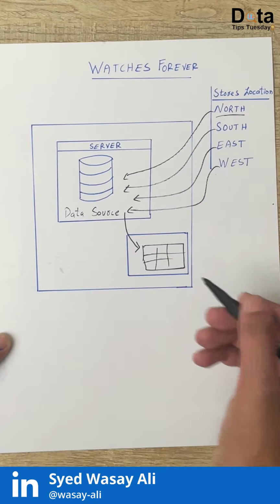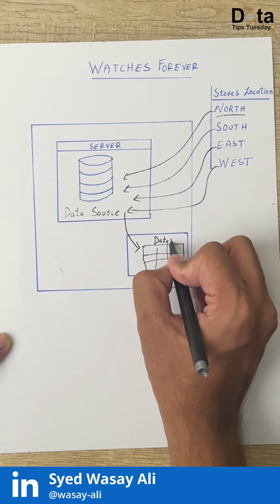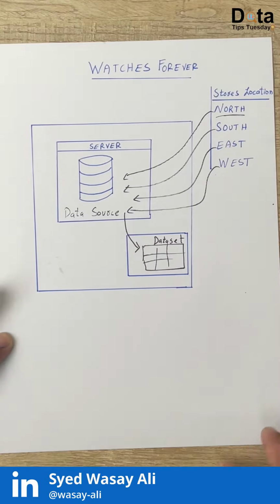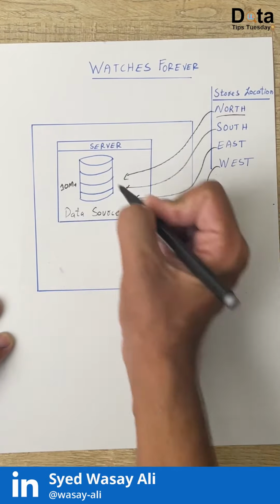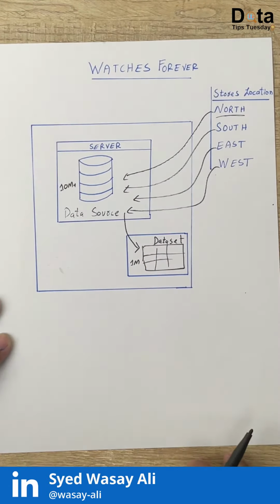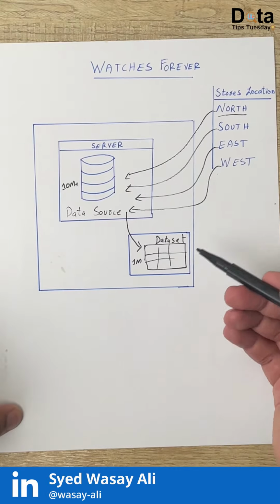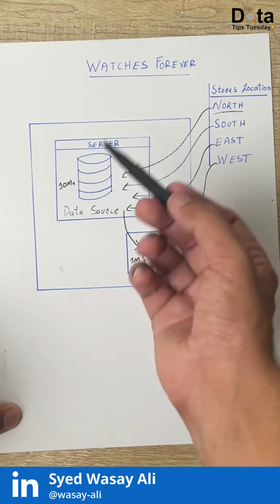So when you take a small part of data from the main data source and you process it, it becomes a dataset. So let's assume that the main data source had over 10 million records. Then in this case, let's assume that the dataset had 1 million records. So querying 1 million records is much faster and relevant as compared to querying or analyzing 10 million records.